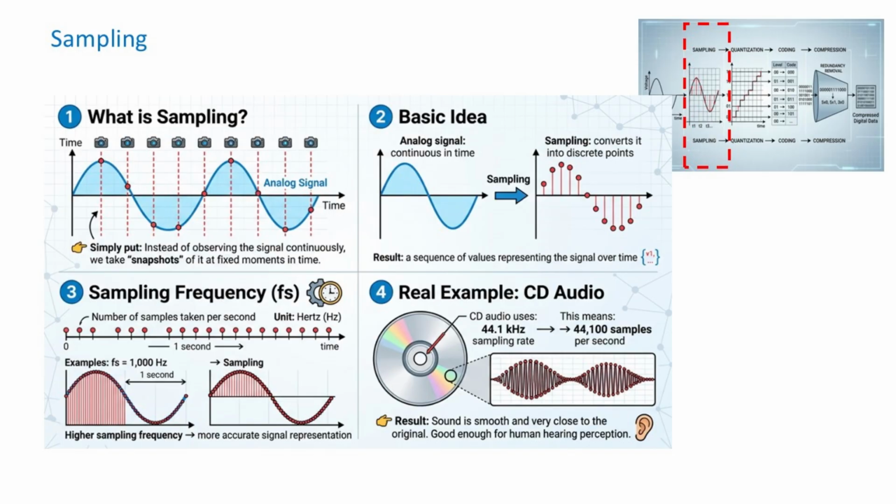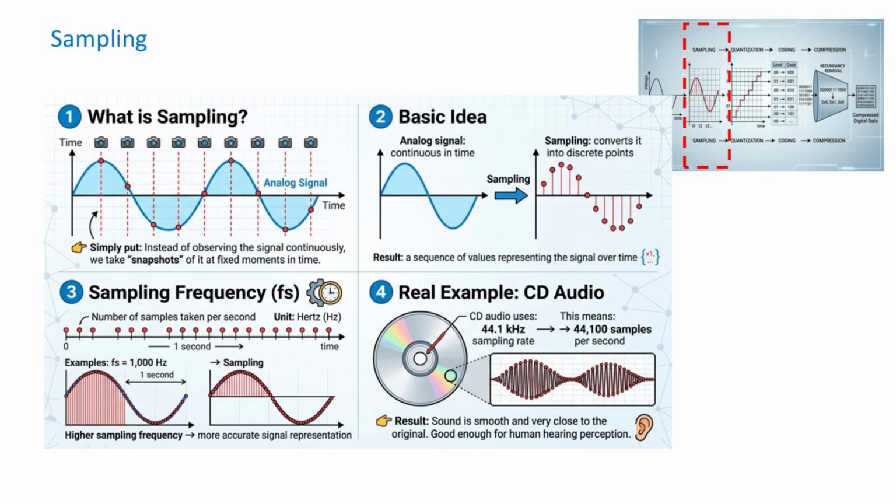The rate at which we take these samples is called the sampling frequency, or fs. It is measured in hertz, meaning samples per second. For example, 1000 hertz means we take 1000 samples every second. In general, the higher the sampling frequency, the more accurately we can represent the original signal. A real-world example is CD audio, which uses a sampling rate of 44.1 kHz.